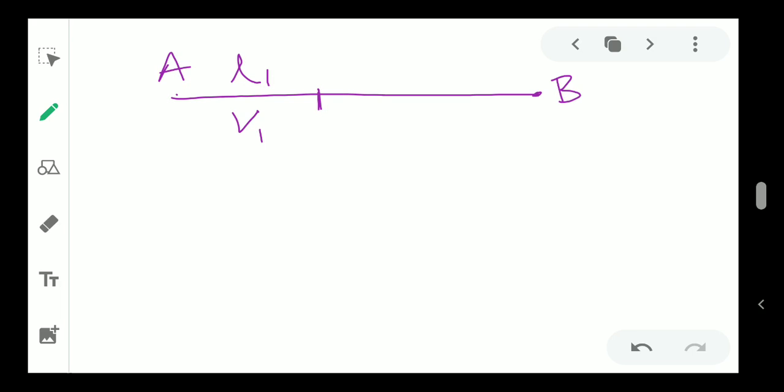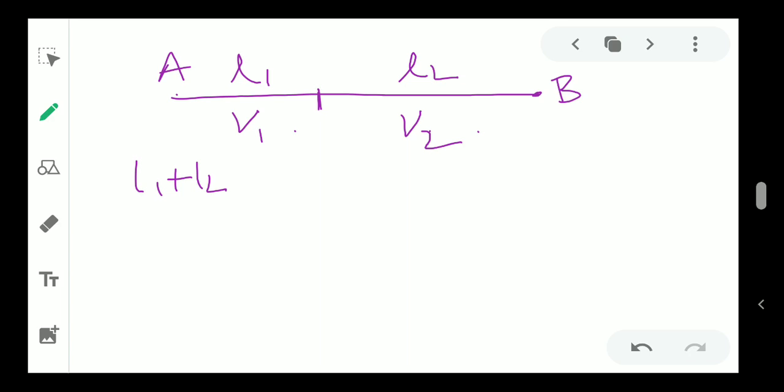Let's say I am considering a simple scenario where one object, say A, is going to B, but with two different velocities. First, L1 distance it has covered with velocity v1, and the next L2 distance it has covered with velocity v2. So in that case, my total distance covered is L1 plus L2, right? And my time taken here and here is different.